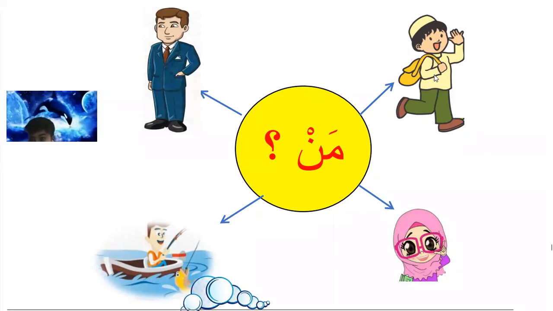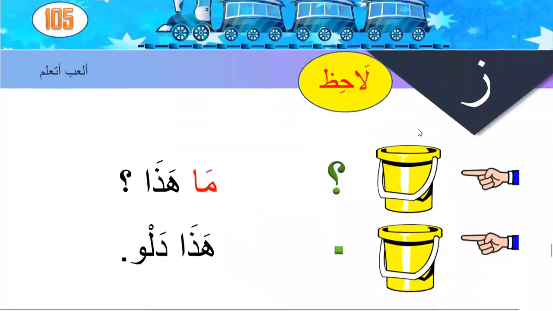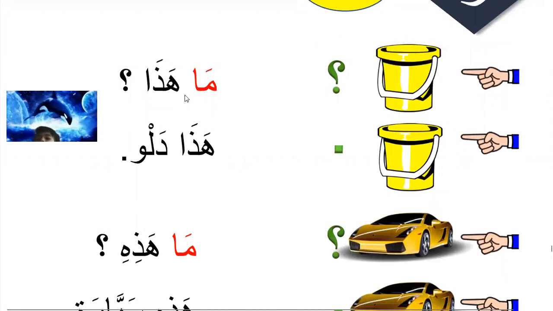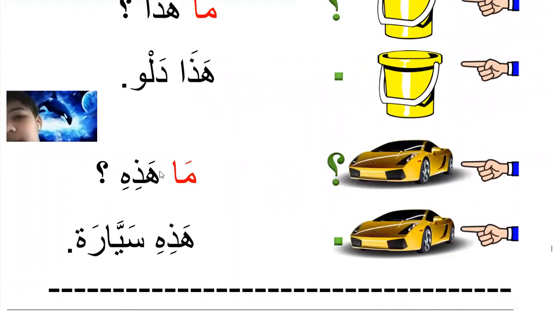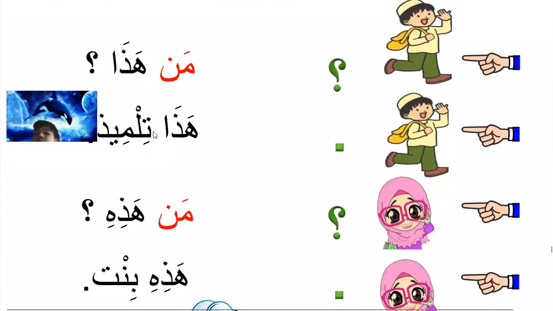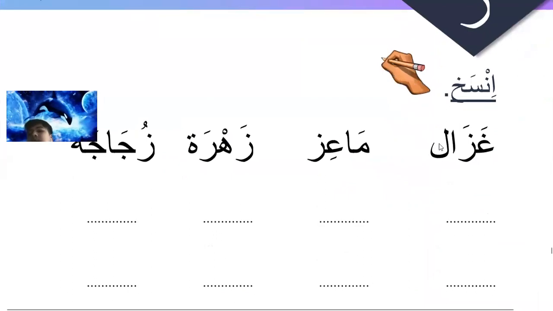Then, so who next? The kid. Student. The student. Let me think of the student. Man haza. Haza tilmiz. Tilmiz. Haza tilmiz. Good. Okay, next. Man haza. Haza dao. Good. Man hazihi. Hazihi sayyara. Good. Man haza, haza tilmiz. Good. Man hazihi, hazihi bint. Good.